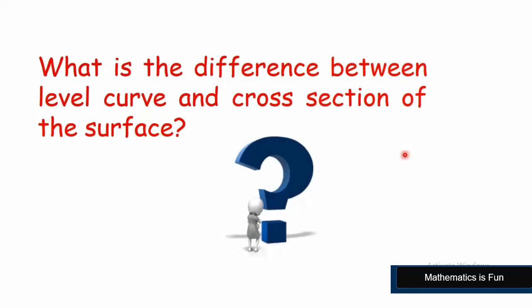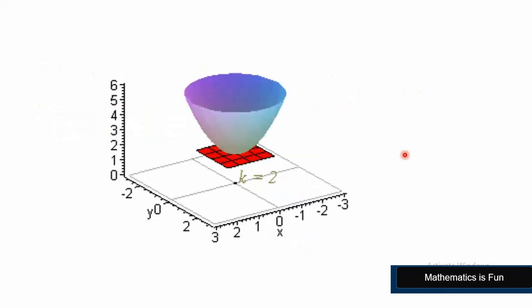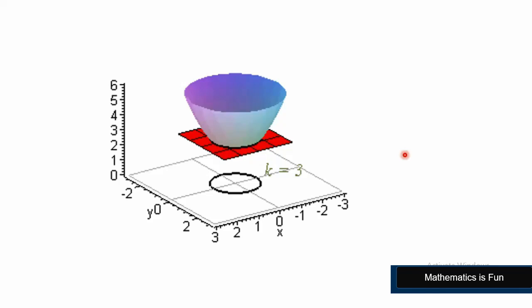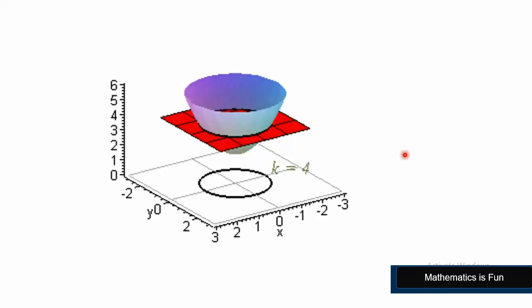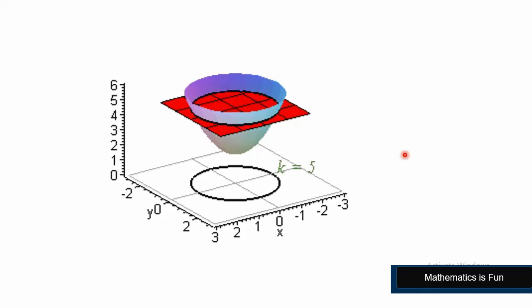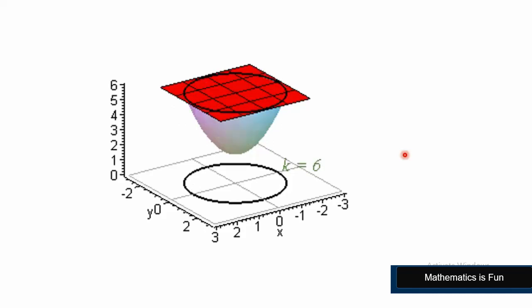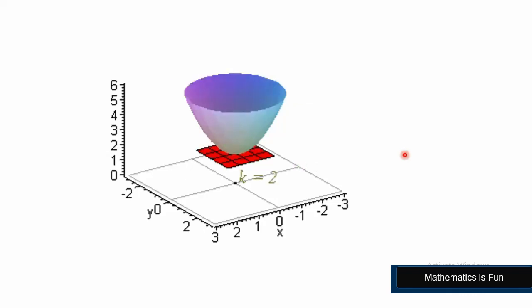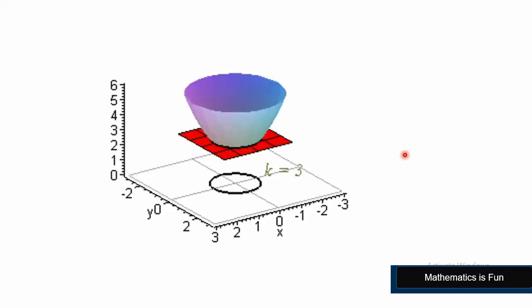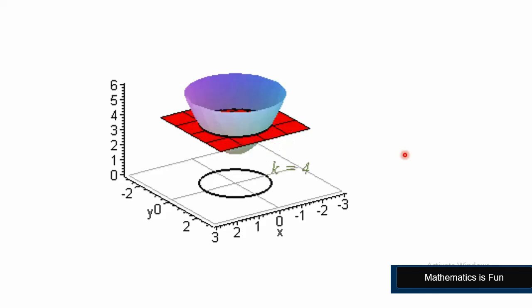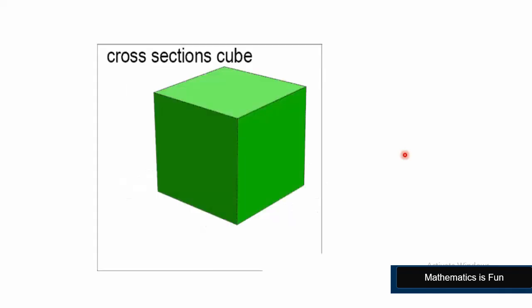Well, what is the difference between the level curve and the cross section of the surface? Here you can see different level curves of the paraboloid. In level curves, the horizontal plane cuts the surface, and the projection of the surface on that xy plane is the level curve of the surface. So the important thing here is that the plane should be the xy plane.